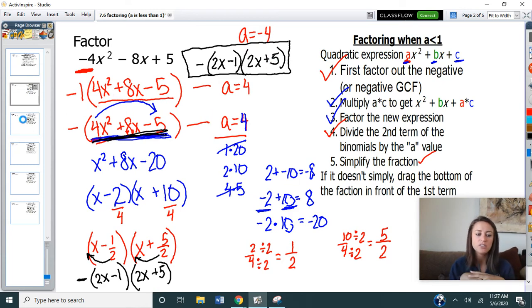So let's try another one. We're going to factor, again, when a is less than 1. And it's taking forever.